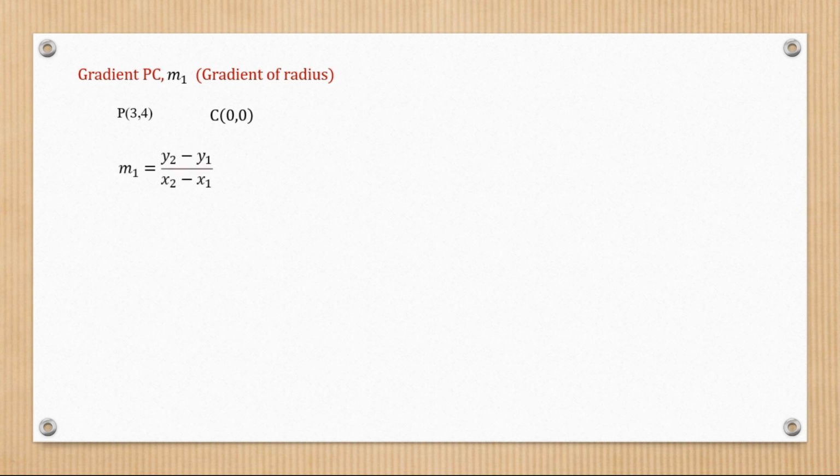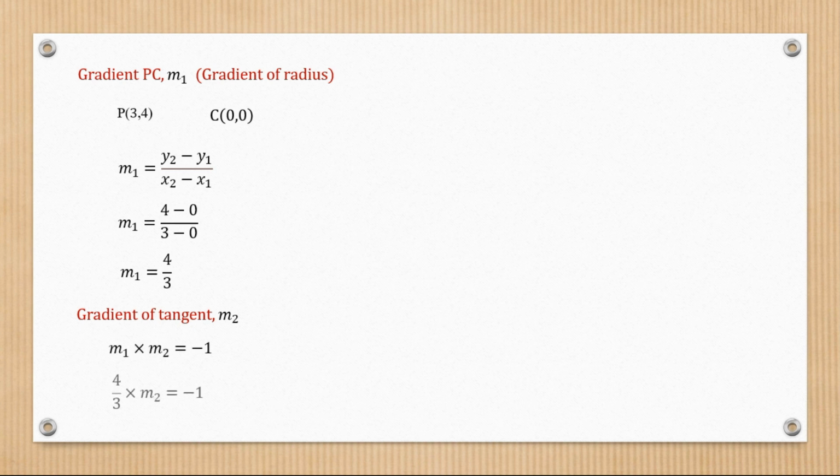Alright, so now we can find the gradient PC, or the gradient of the radius. We have the point at which the tangent touches the circle, and we have the center of the circle. So let's find the gradient of the radius. We shall have it as 4 minus 0 over 3 minus 0, which shall be 4 over 3. Now that we know the gradient of the radius, we can find the gradient of the tangent m2. The gradient of the tangent shall be found as m2 being equal to negative 1 divided by 4 over 3, of which m2 shall be equal to negative 3 over 4.